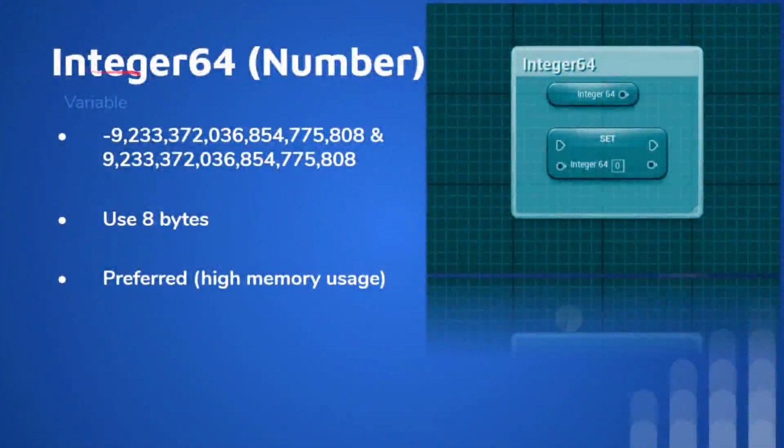Then we have an integer 64. Now this is the new preferred method. This covers an extreme range of numbers, but it's slightly more expensive on the memory use because it uses 8 bytes instead of the 4 in the one that we previously looked at.